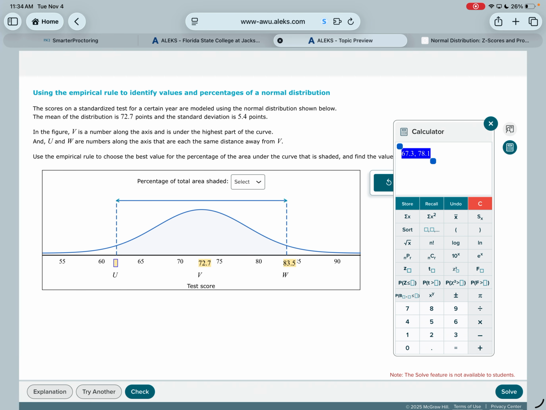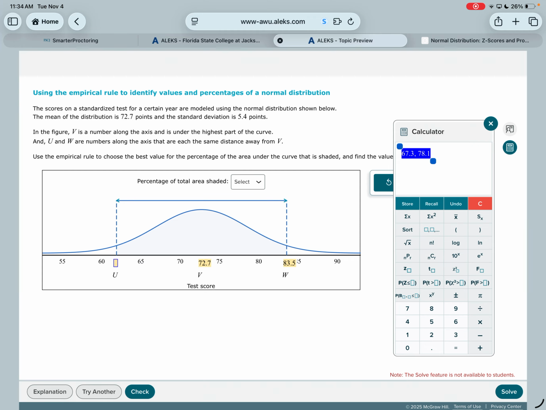Was that right? That's right, isn't it? 72.7 minus 5.4. I was making sure I put it in the calculator right. 67.3 and 78.1. Okay, it does. Yeah, it does. I was making sure it followed the order of operations, right? I did multiplication before the division.